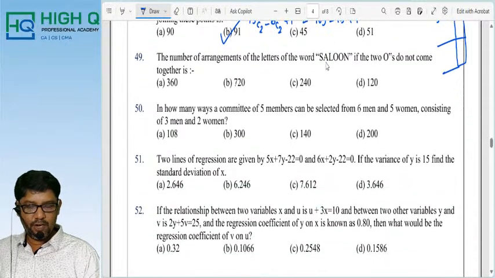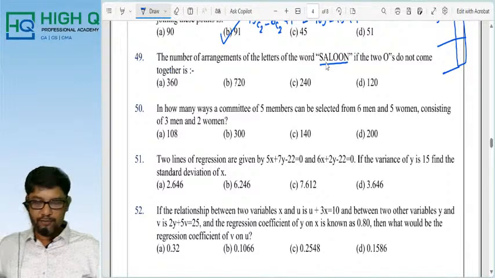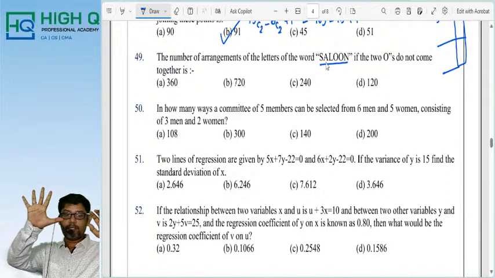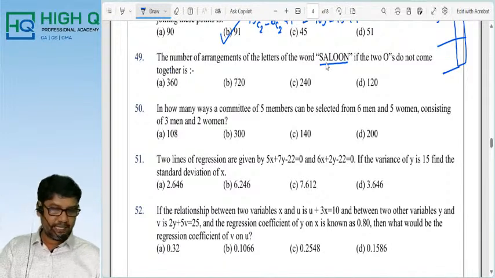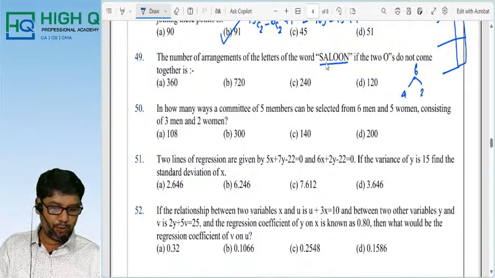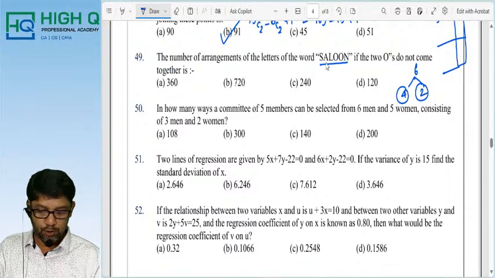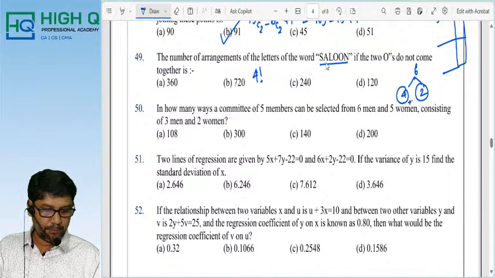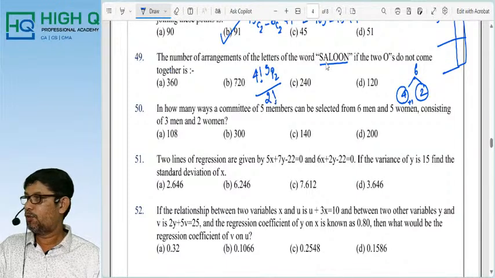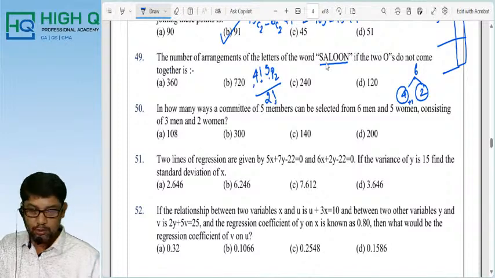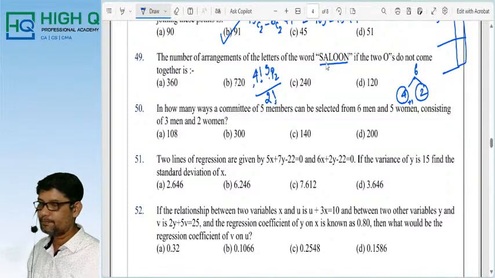Now, the number of arrangements of the letters of the word SALOON, if the O's do not come together. How many letters, my dear? 6 letters. You know the rule. We will divide into 4 and 2. These two will not come together. So there is no constraint for the 4. So 4 factorial. If they do not come together, 4 plus 1 is 5, so 5P2. There is a repetition, divided by 2 factorial. So what will come, my dear? 4 factorial into 20 divided by 2. 240? 120.